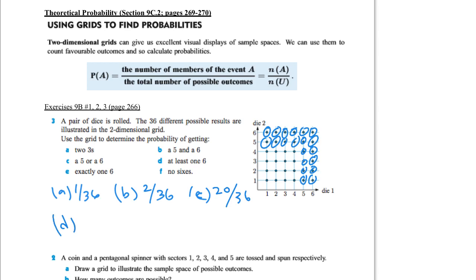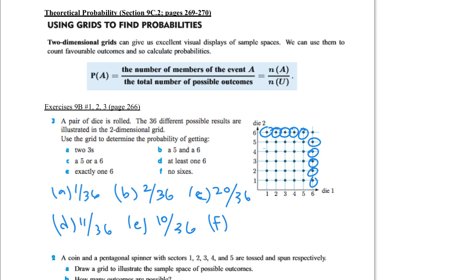Part D, at least 1 6. So I have at least 1 6 in all of these dots, and all of these dots. So that looks like a total of 11 out of 36. Part E, exactly 1 6. Right, probability is very exact. Pay attention to the prompts. Exactly 1 6 means I have to exclude the double 6 roll. So that looks like 10 out of 36.